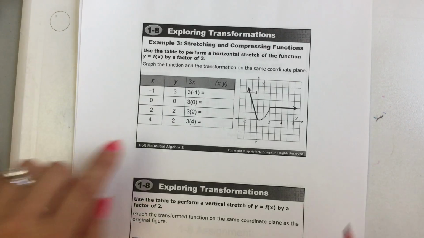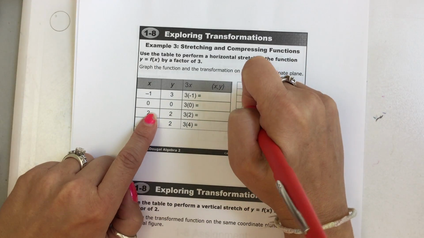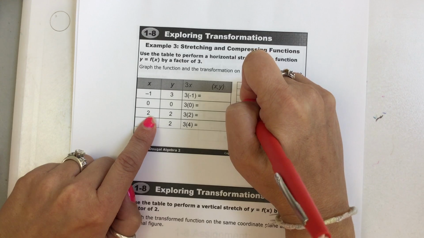Let's do this. Okay, so here I have -1 up 3 and 0. So that's that line.